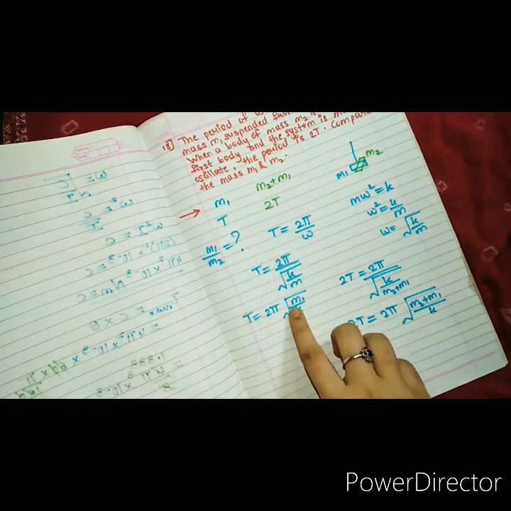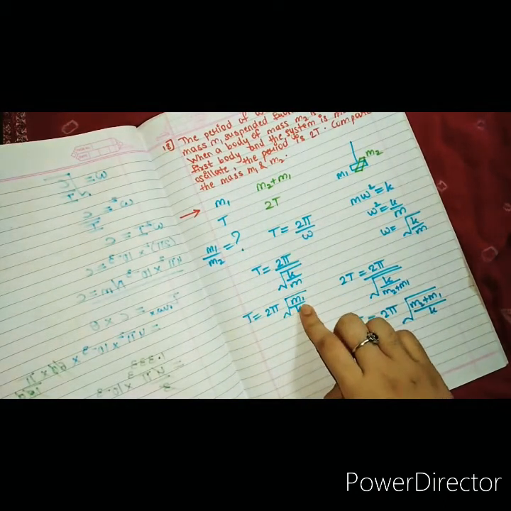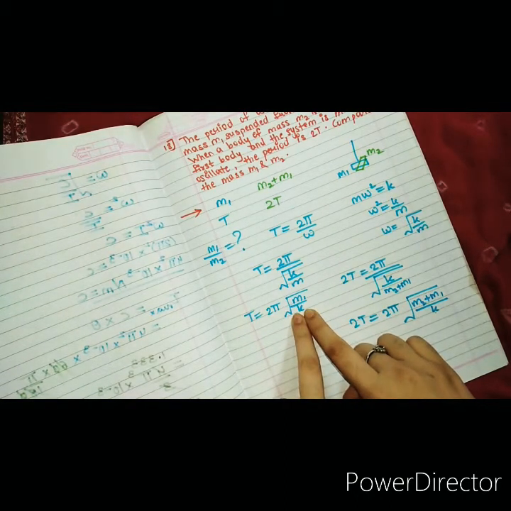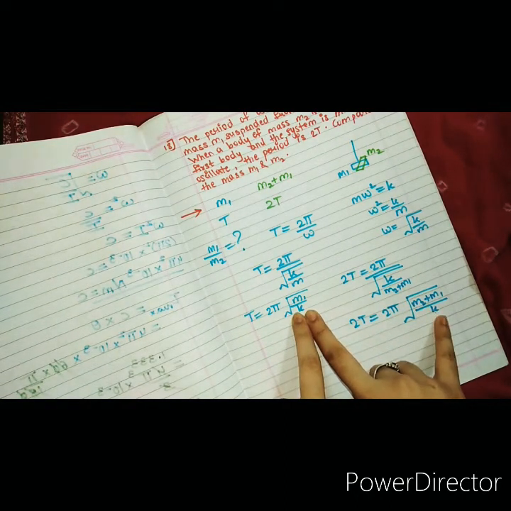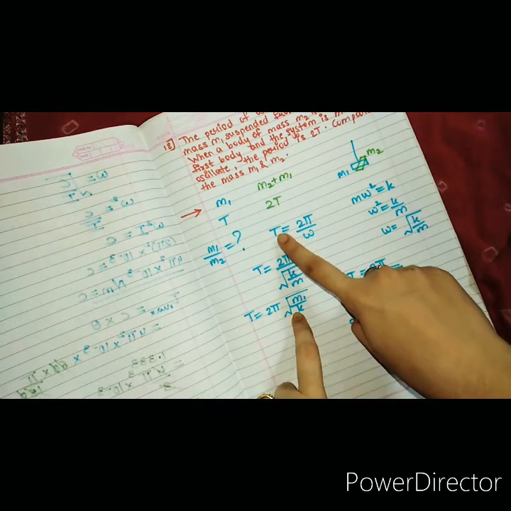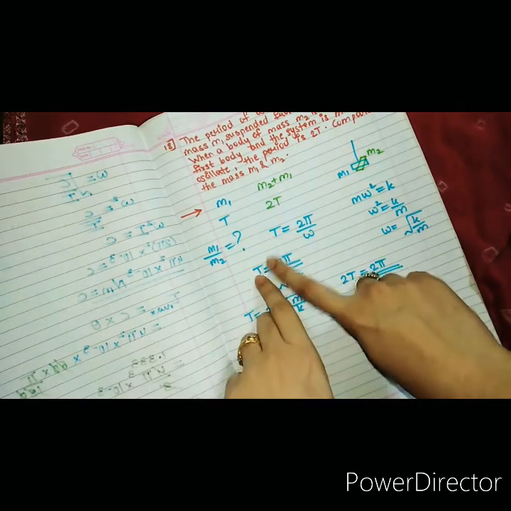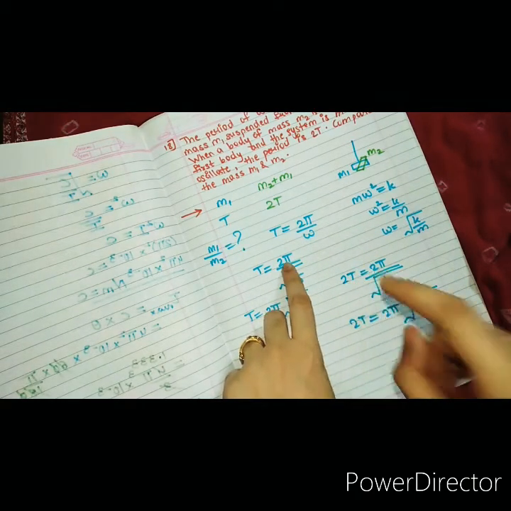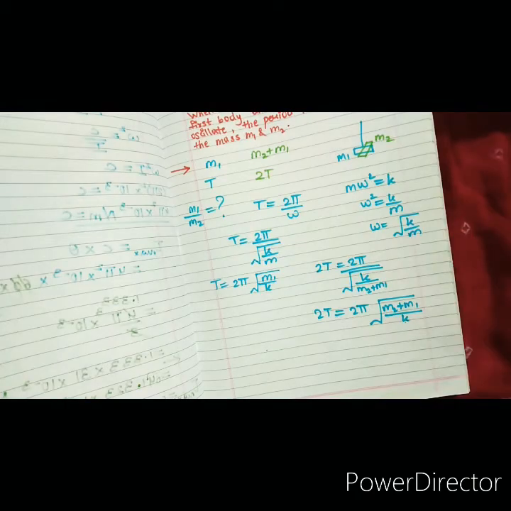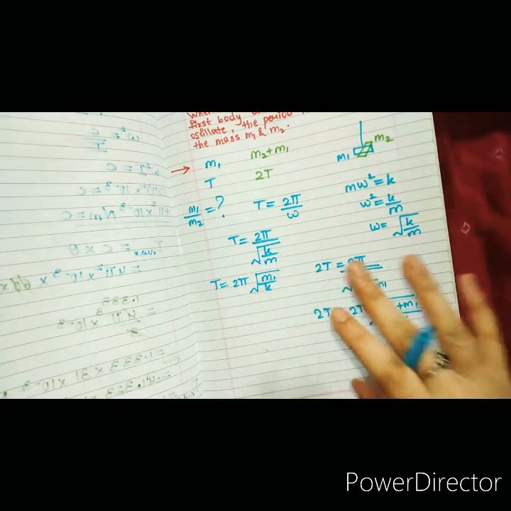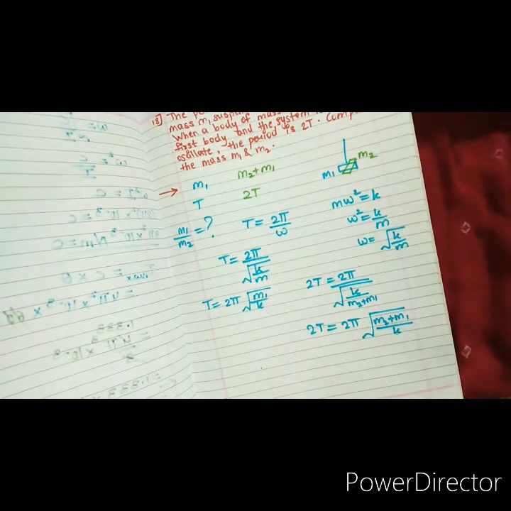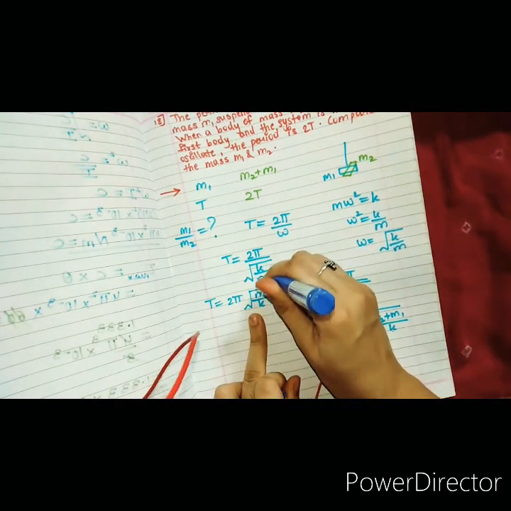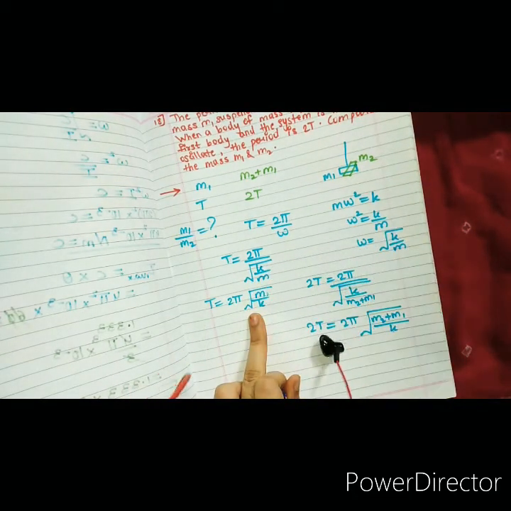See, for time period t, we have mass as m1, and spring constant will be same for both the systems, so spring constant is just k. Then the time period for another system is 2t, so I have written 2t, 2 pi as it is. I think you all got confused over here, so to make things a bit better, just see what I'll do.